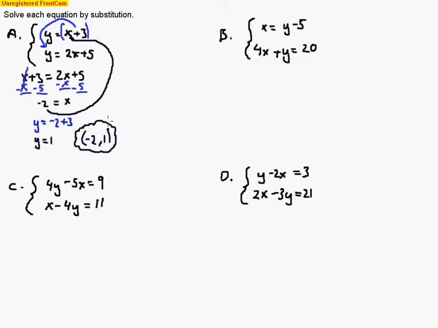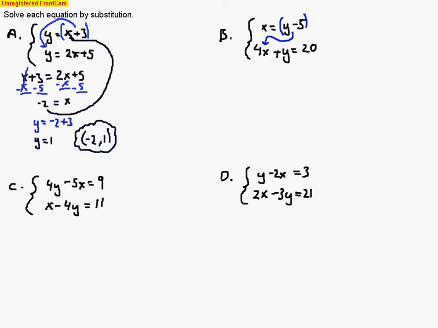So that's one problem. Here's a different type. What makes this different is that, first of all, x is by itself, and also both aren't equal to x. Only one of them is. So what we're going to do is take that expression that x is, which is y minus 5, and substitute it. We're going to put it in place of the x in the equation below.